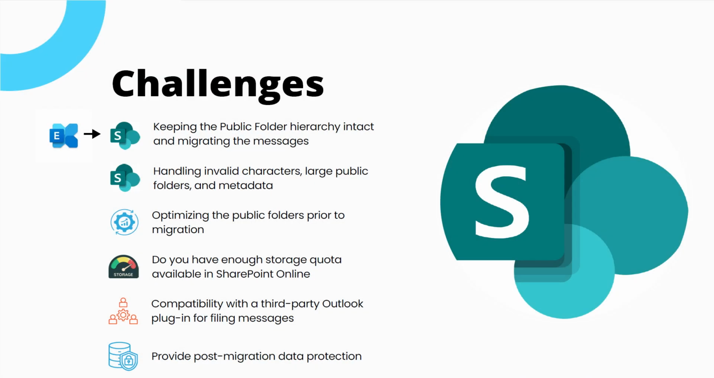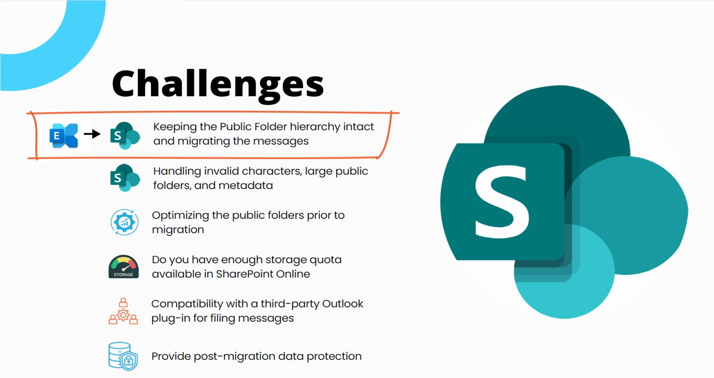When you're migrating from Exchange Online to another completely different SaaS service, such as SharePoint Online, there are going to be challenges. So first and foremost, can you migrate the public folder hierarchy and leave that hierarchy intact in SharePoint Online? And can the messages come over with it?